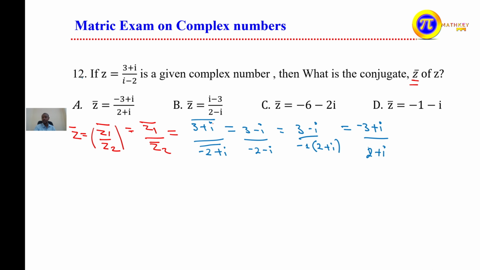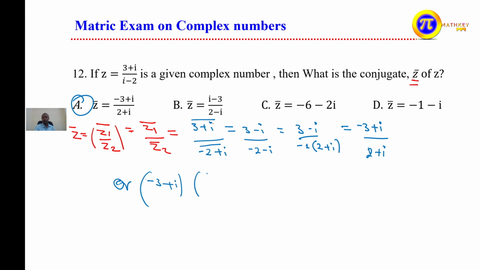The choice is what? That is A. A is the correct answer for this one. We may express this by rationalizing the denominator, as follows: this is minus 3 plus i, multiplied by the conjugate of this one.